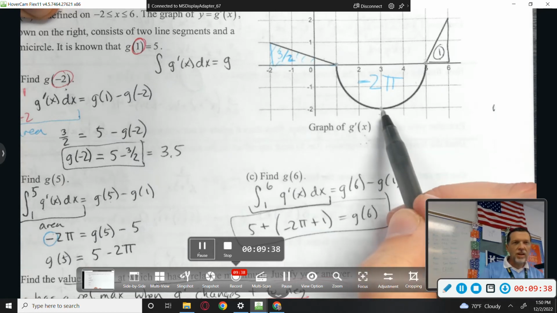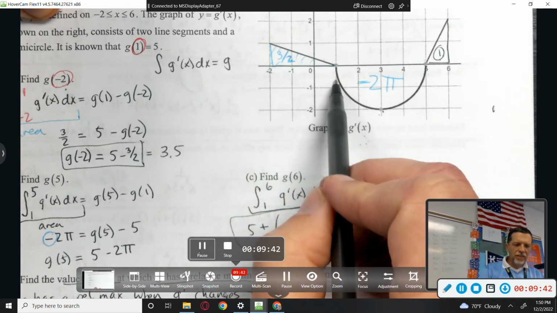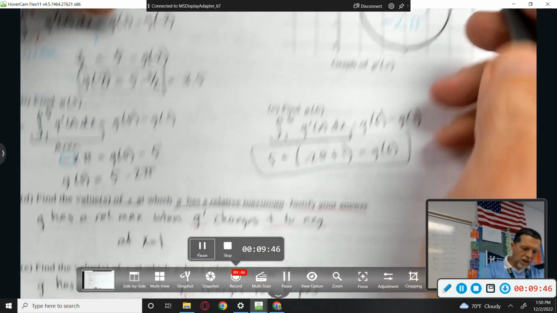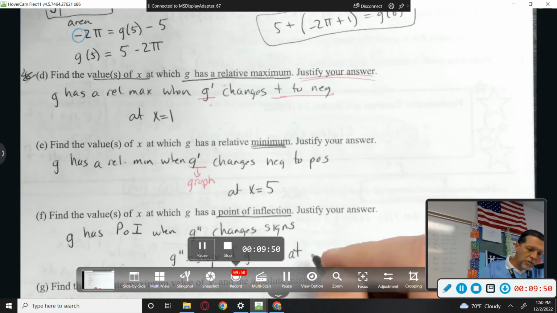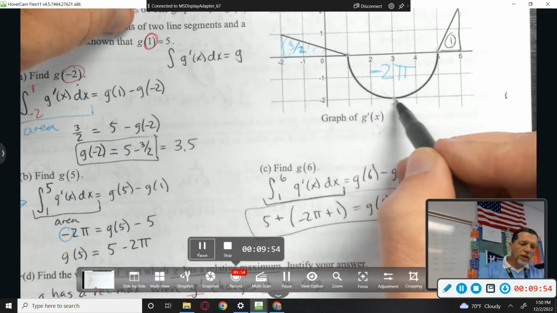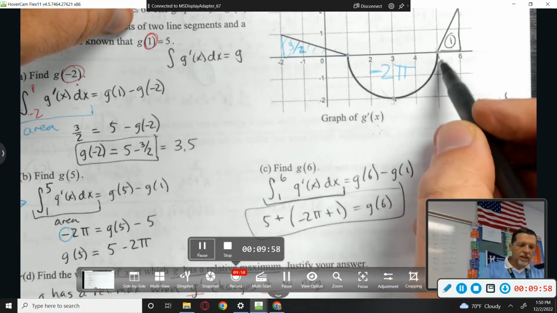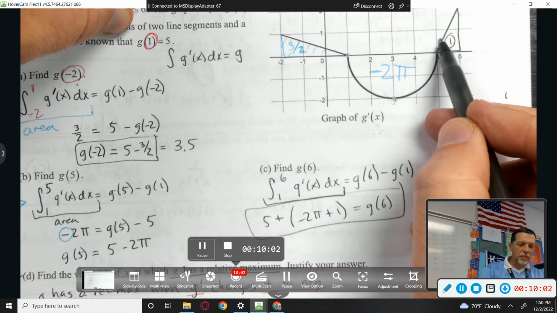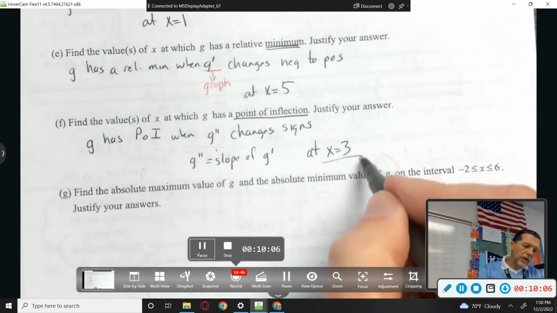At 3. It's going down, going down, going down. Something funny happens at 1, but it's still going down. And then it changes at 3. The slope changes. At x equals 3, the slope of G prime changes from negative to positive. Again, something weird's happening at 5, but the slope is positive to positive, so not worried there. So at x equals 3.